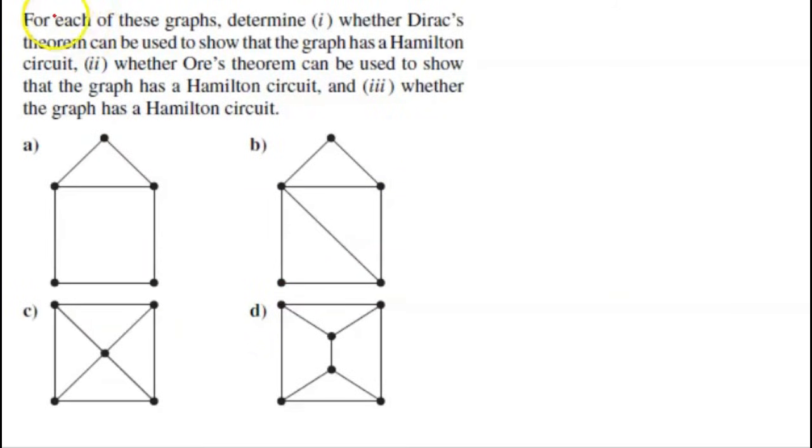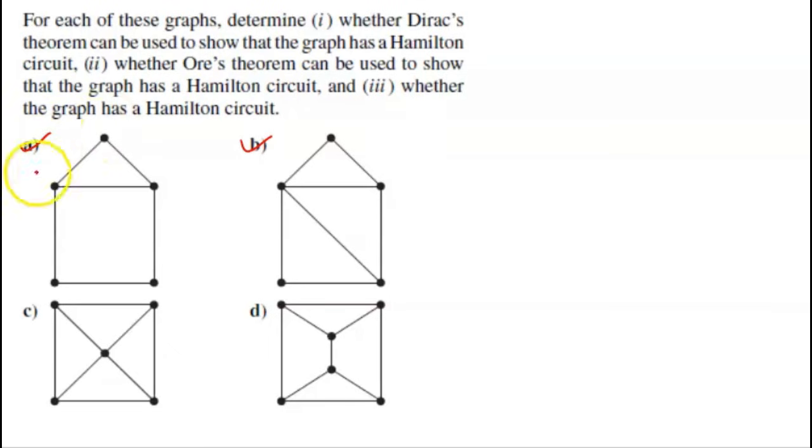So here in this example, for each of these graphs, and there are 4 graphs here, I will be talking about graph A and graph B on this page and C and D on the next page. So what is the question? For each of these graphs, determine whether Dirac's theorem can be used to show that the graph has a Hamilton circuit. Second, whether Euler's theorem can be used to show that the graph has a Hamilton circuit. And third, whether the graph has a Hamilton circuit. As I told you, Dirac's theorem and Euler's theorem are sufficient conditions. These are not necessary conditions. So even if they are not true, the graph may still have a Hamilton circuit.